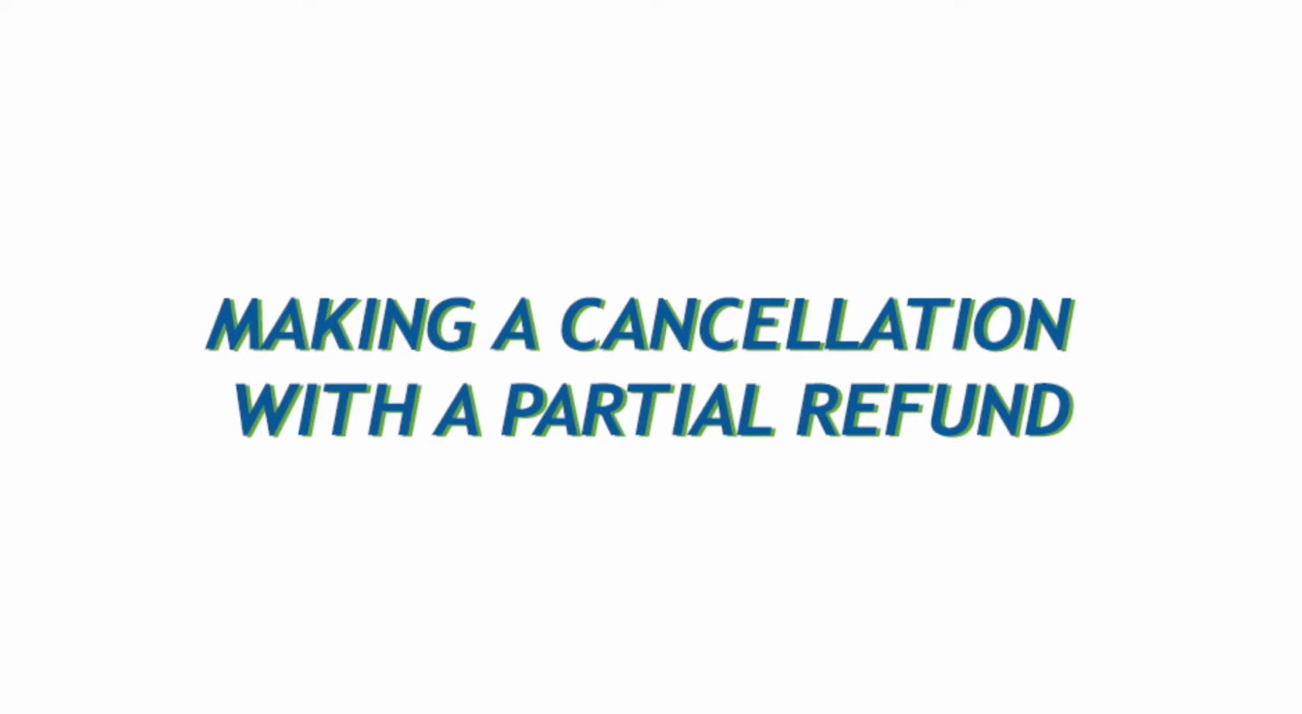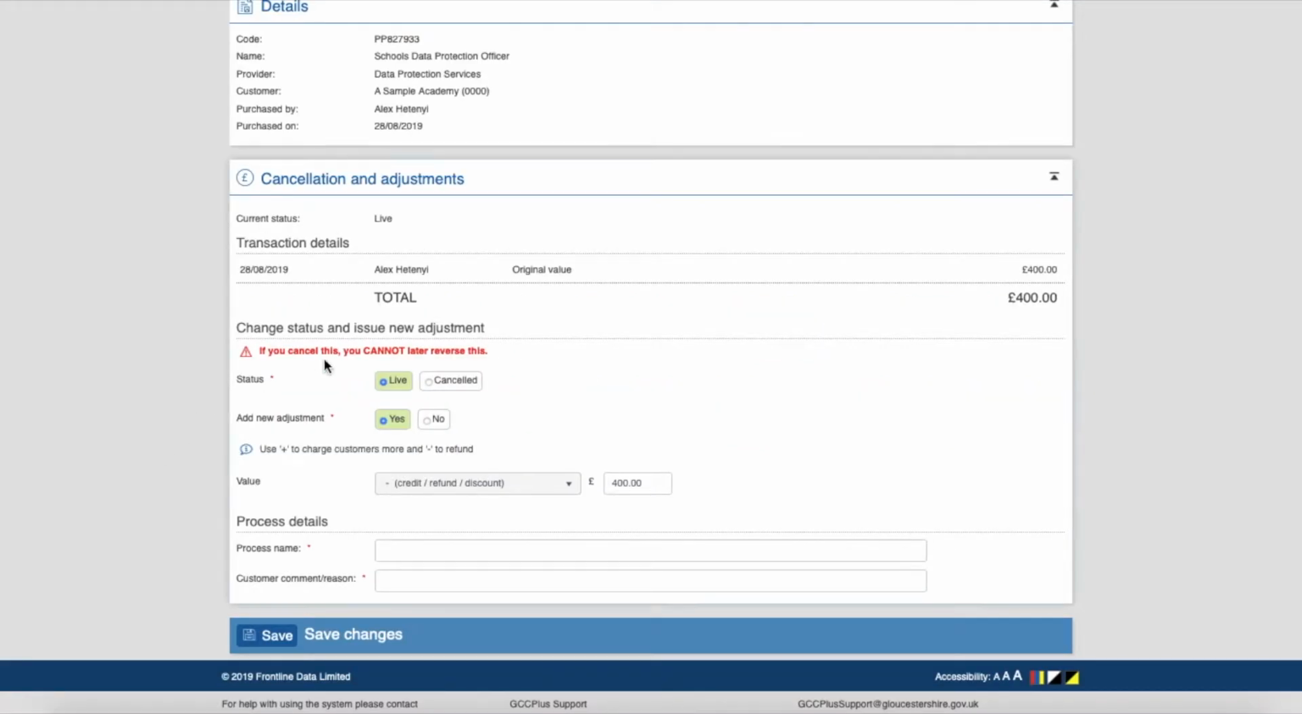Cancellation with partial refund. Here, you set the status to cancelled, leave Add New Adjustments to Yes, and set the value to either credit, refund, or discount, and then set the amount you want to refund. Important to know that this is irreversible.